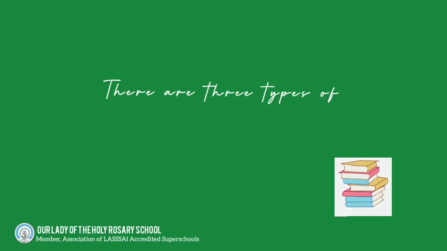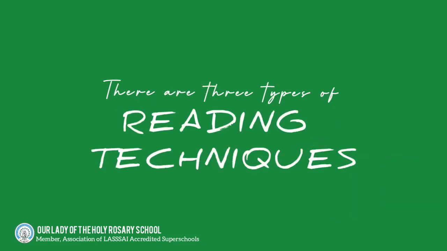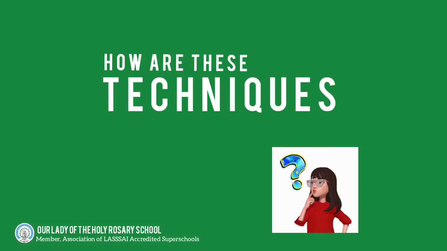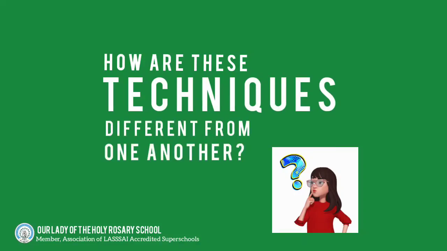There are three types of reading techniques, and these techniques are used in different instances. These techniques are scanning, skimming, and intensive reading. Let us go over the differences of these three reading techniques and how these help us when we read.